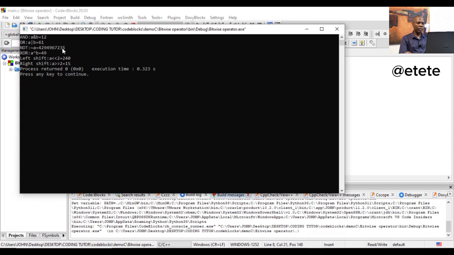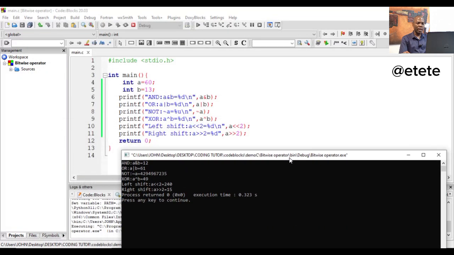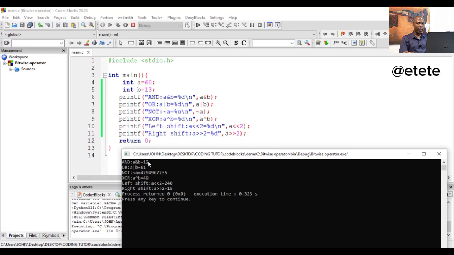Now, can you see? So it's giving me 4294967235. I can equally explain how the system achieved this on the board. But this was just to show you the difference between signed and unsigned integer. So for the unsigned, there is no negative value. So it's showing you the positive side, right? That is what is given to you.